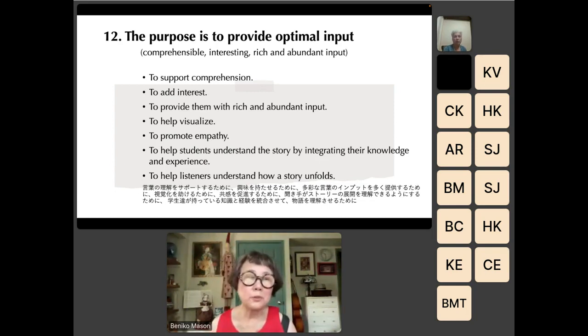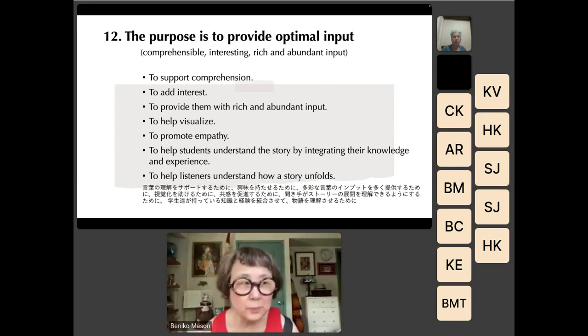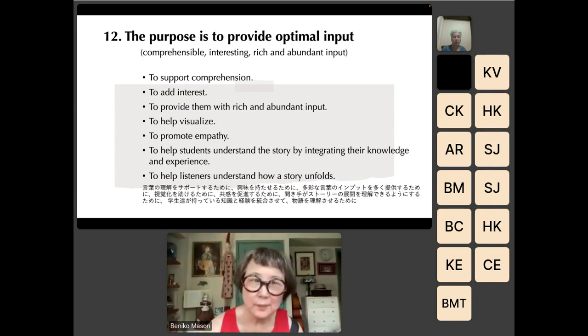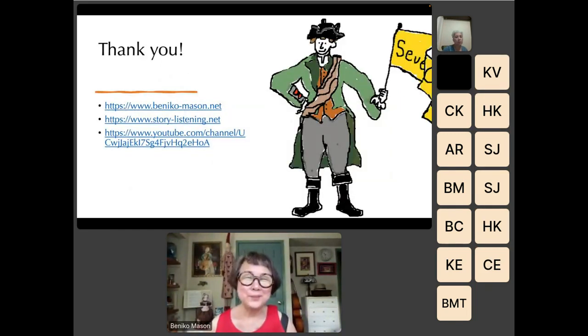That's why we draw pictures one at a time, and as pictures change while we tell the story. Okay. This is all for today.